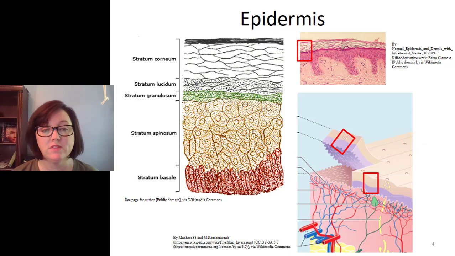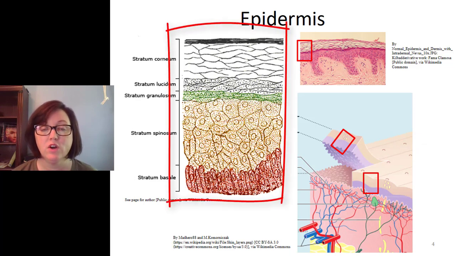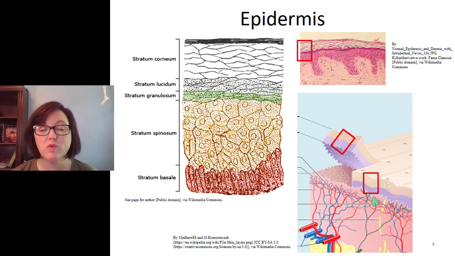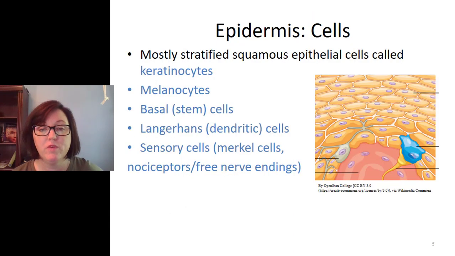The picture over here on the side is an artist's rendition of the epidermis. And you can see that the epidermis has several distinct layers based on the way the artist has drawn this. And we will be talking about these different layers of the epidermis. But first I want to talk about the cells that we find in the epidermis.